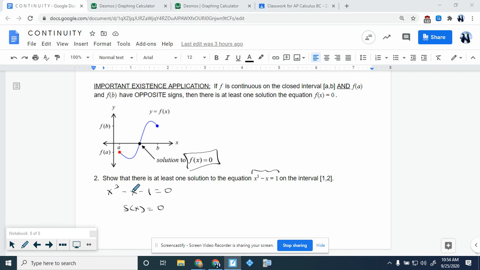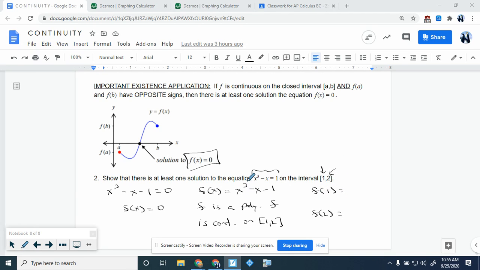Now, what type of function is, and I'll write it explicitly, what type of function is x cubed minus x minus 1? Well, it's a polynomial, right? So I would write, f is a polynomial, hence f is continuous everywhere, or in this case, continuous on [1, 2]. So now the intermediate value theorem says, go ahead and test out what the functional value is at one endpoint, f of a, that's f of 1, and then test out what it is at the other endpoint, f of 2.